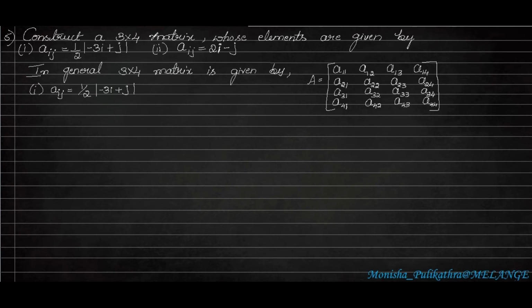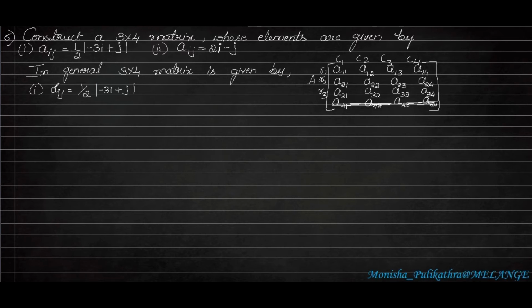The fifth question is, construct a 3 into 4 matrix whose elements are given by. So this is the first sub question where the elements are given in this form, and this is the second one. Okay. So in general, a 3 into 4 matrix is given by A11, A12, A13, A14. That is, it has 3 rows and 4 columns. Okay. That is row 1, row 2, row 3, and columns C1, C2, C3 and C4. So 3 rows with 4 columns. The extra column is not needed.